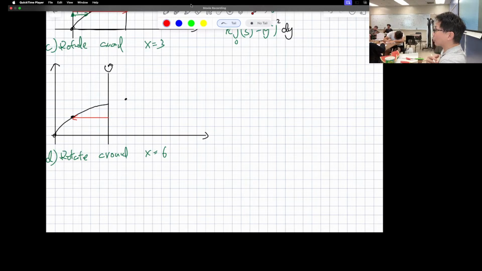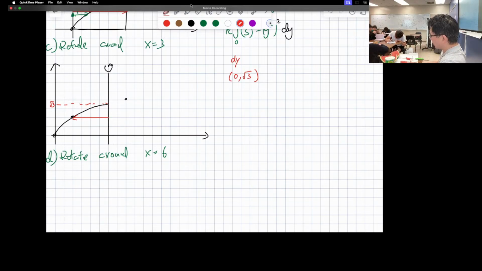Okay, so is this dx or dy? Dy, good. Is the boundary from where to where? 0 to 3 or 0 to root 3? 0 to where? Root 3, because it stopped right here. It stopped right there. The integral stops right there.